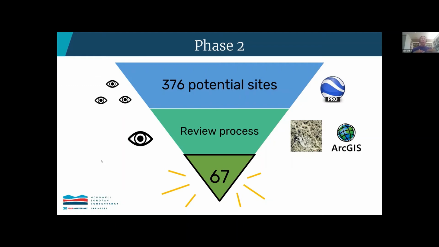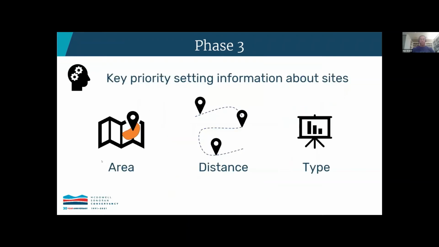And then there was a final round of review with staff that came up with 67 potential restoration areas, all of which were new to the city of Scottsdale. In other words, they had not been previously identified. Next.